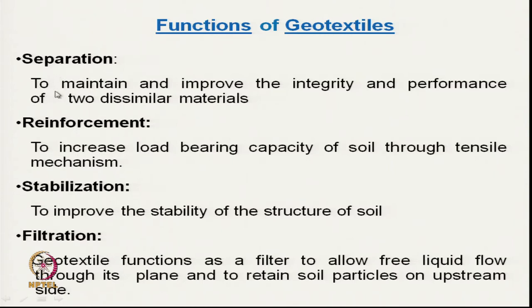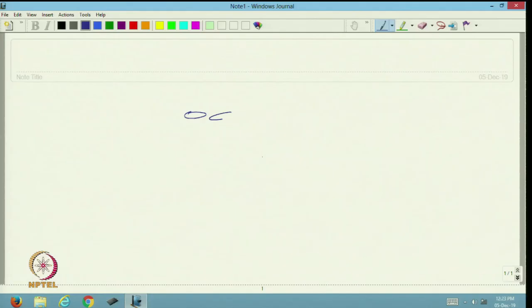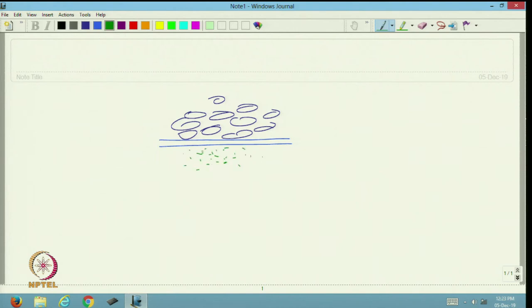So, separation is to maintain and improve the integrity and performance of two dissimilar material. Once these two dissimilar material mix together, they will not perform their own functions. Like large size stones, and in between is a soft soil with high moisture content. This soft soil is very weak. The strength of the structure is provided by the stones, and in this structure the water accumulation should not be there. So, water should pass through.